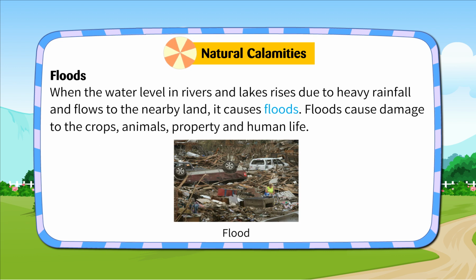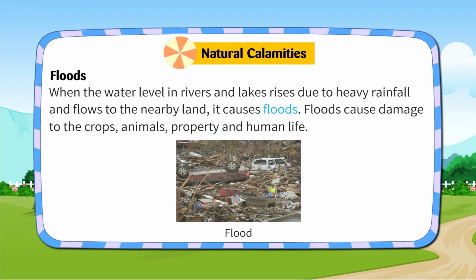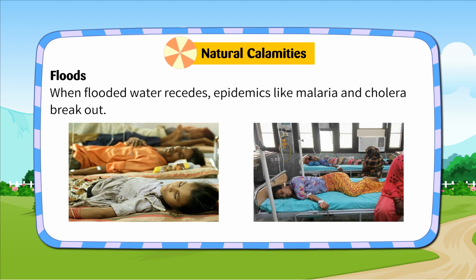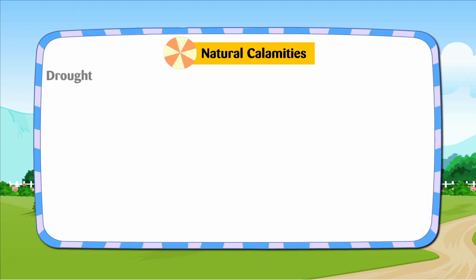Floods. When the water level in rivers and lakes rises due to heavy rainfall and flows to the nearby land, it causes floods. Floods cause damage to the crops, animals, property and human life. When flooded water recedes, epidemics like malaria and cholera break out.